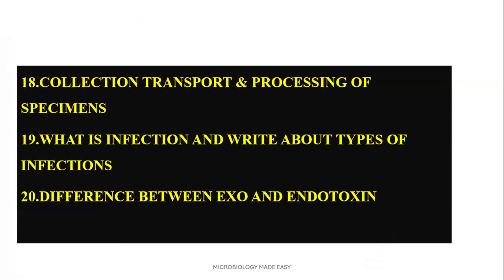The next is collection, transport and processing of specimens. They may ask how you will collect the specimen, that is urine sample, pus sample, sputum sample, and then transport and processing. The next important one, for a long note, they may ask: what is infection? Write about the types of infection: primary infection, secondary infection, iatrogenic infection, different types will be there. You can go through that. Next, the difference between exotoxin and endotoxin, for 4 marks, they may ask.